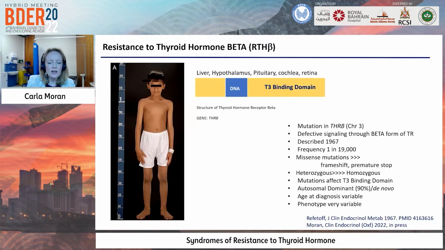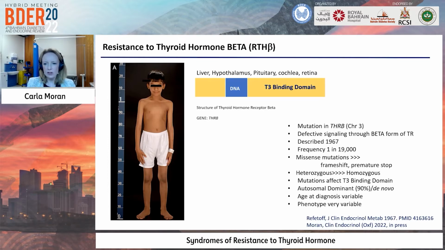But it's important to think about whether this diagnosis is relevant to his presentation and what it might mean for him. So let's think a little bit more about resistance to thyroid hormone beta. This is an example of another child who was diagnosed with the condition.